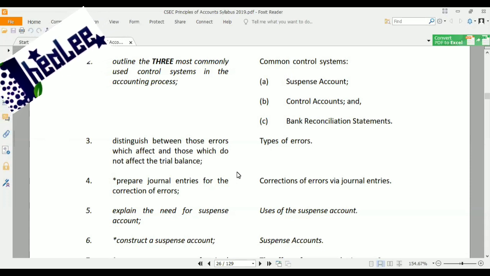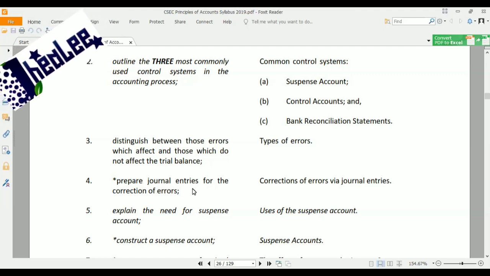Those are the errors that do not affect your trial balance. But for the ones that affect the trial balance, you'll find that either your debit or your credit is short. And once that is short, you're going to use a temporary account, the suspense account, to go through the process to find the errors and correct those. So you need to know how to distinguish between those errors and know how to identify them too, because they can give you a list of items and ask you which error is that. And of course, you need to know how to correct those errors.